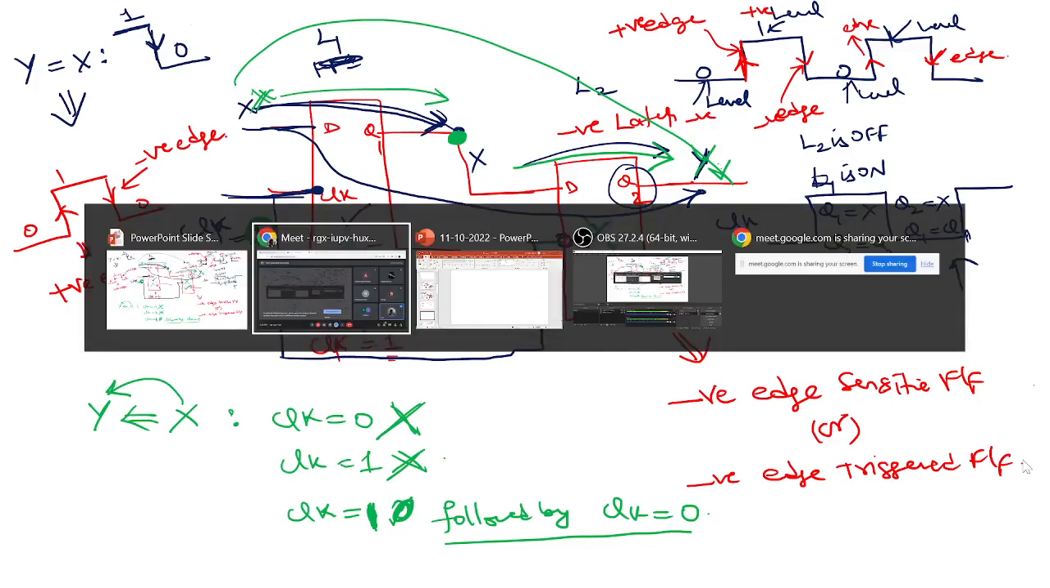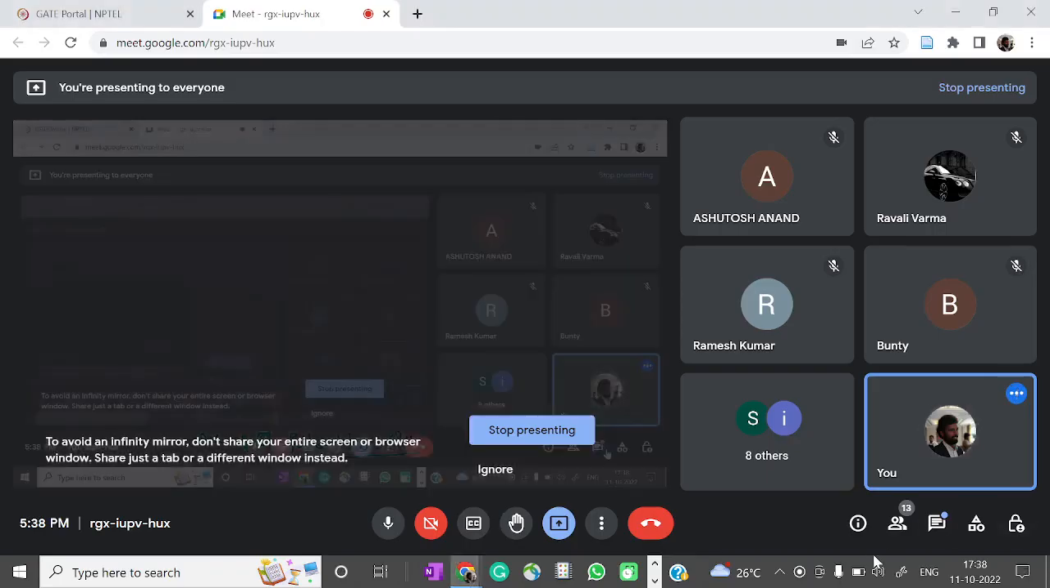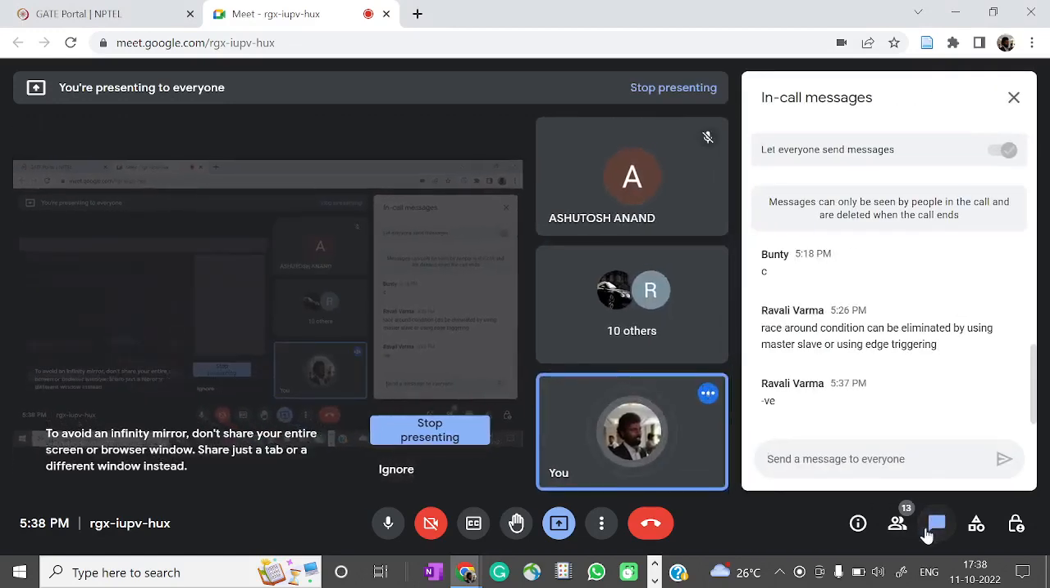Is everyone clear? Type in your chat box. If you are clear, type yes.